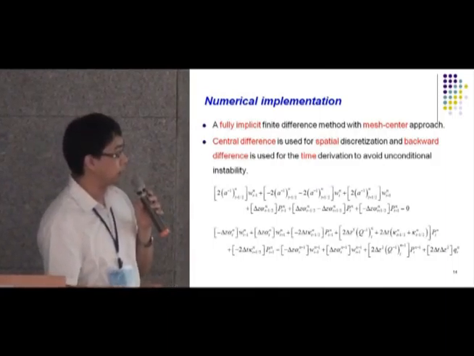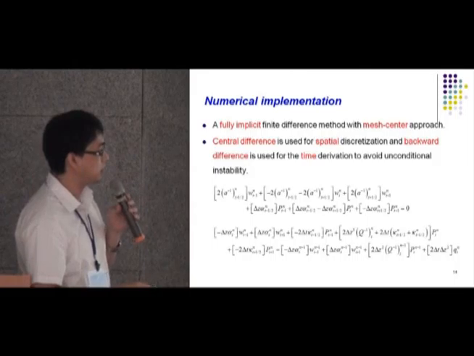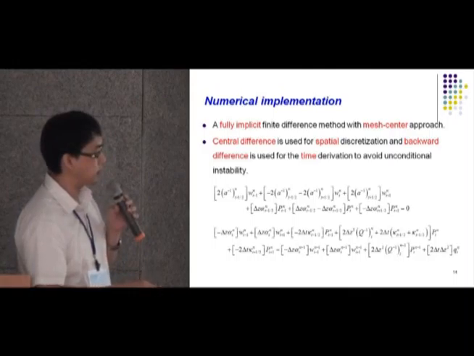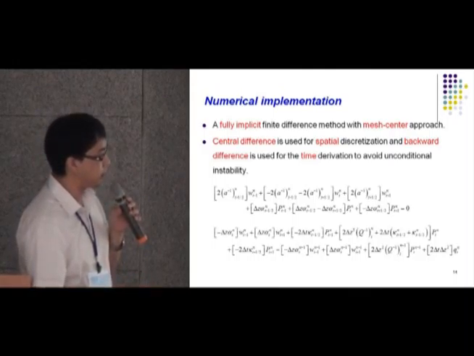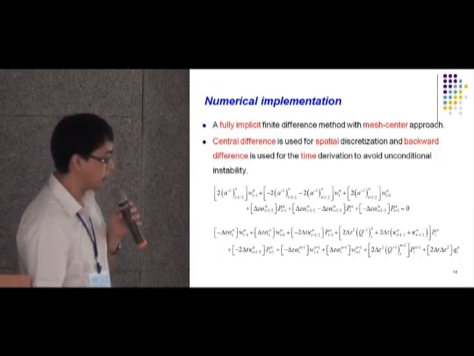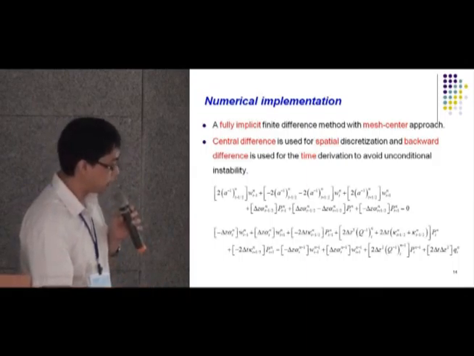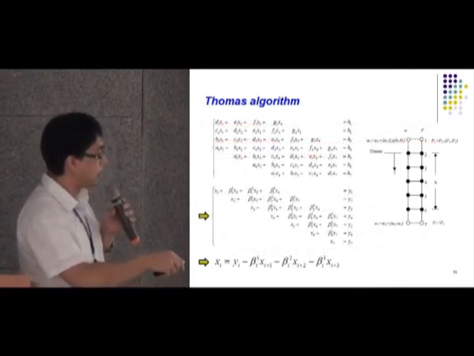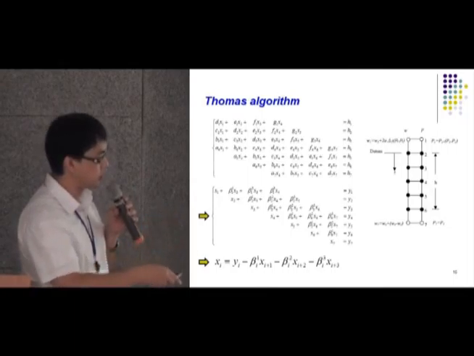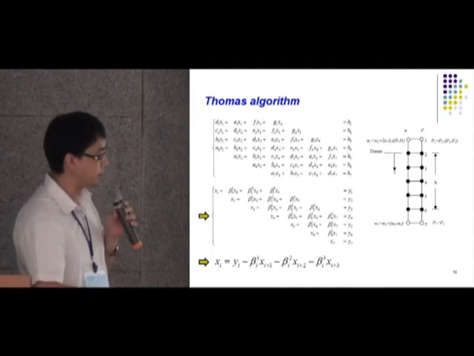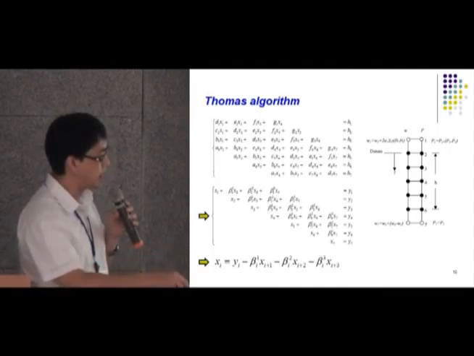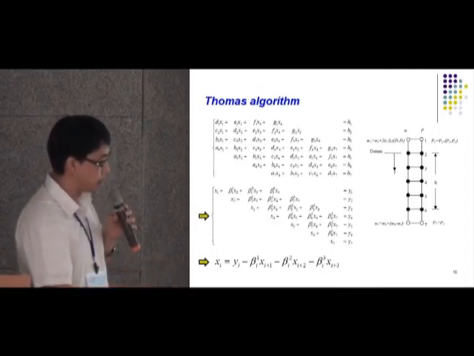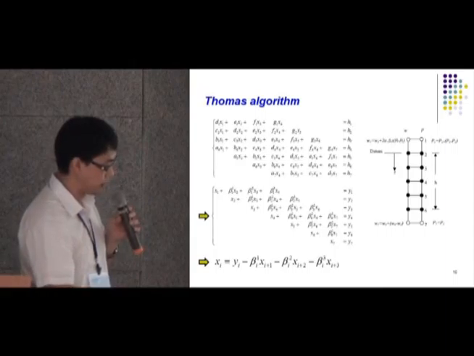In the numerical implementation, we use a fully implicit finite difference method, and we use the mesh center approach. The central difference is for the spatial discretization, and the backward difference is for the time derivative. And here is our time difference equation. From the previous equation, we have a bandwidth matrix, and we use the Thomas algorithm to solve this coupled system. So we can eliminate the upper part of the matrix to be like this one, and recalculate the S variable from this equation.